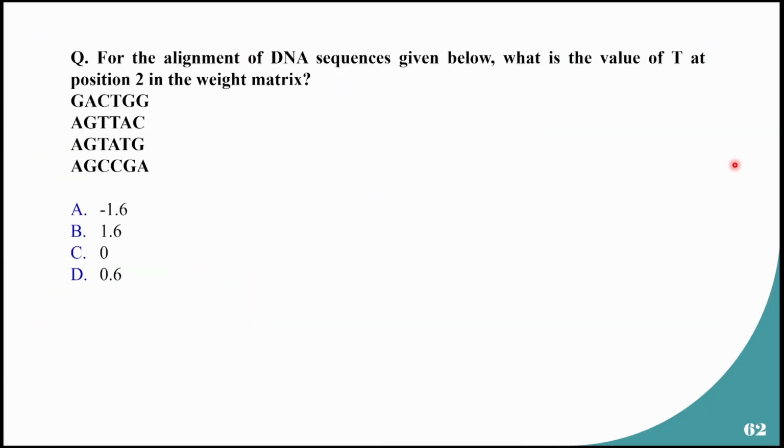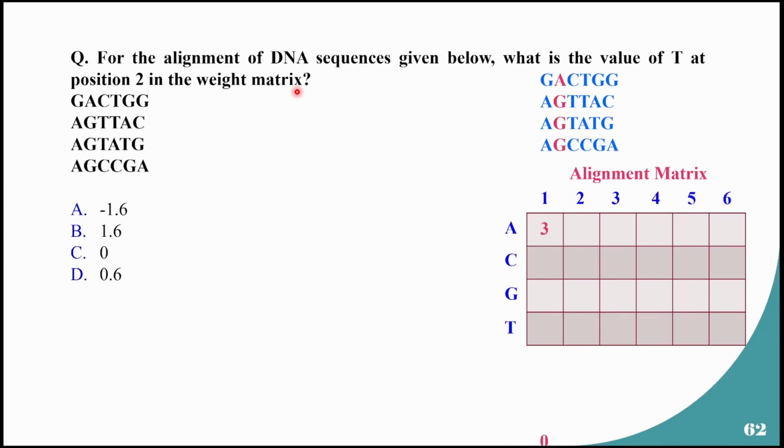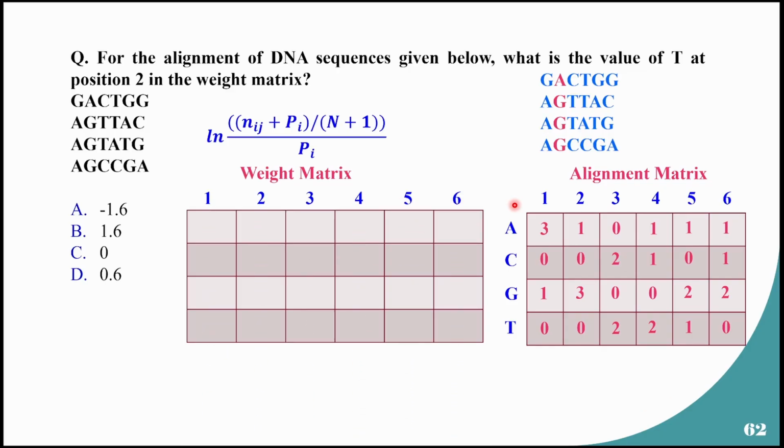So again, we talked about the alignment matrix. Now this time there is a weight matrix. The weight matrix is kind of the same. You first get the alignment matrix by counting, at each position, a particular amino acid and the count of that amino acid. For example, in position 1, alanine is given 3 times. Then you do the counting for all of these, fill up the alignment matrix, and then you just add this formula to get the weight matrix. So it's kind of the same.